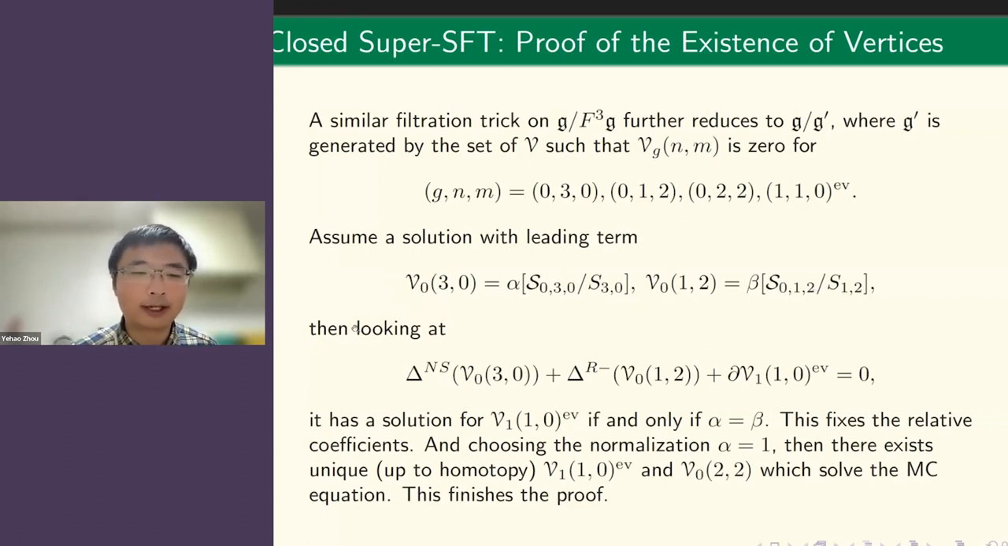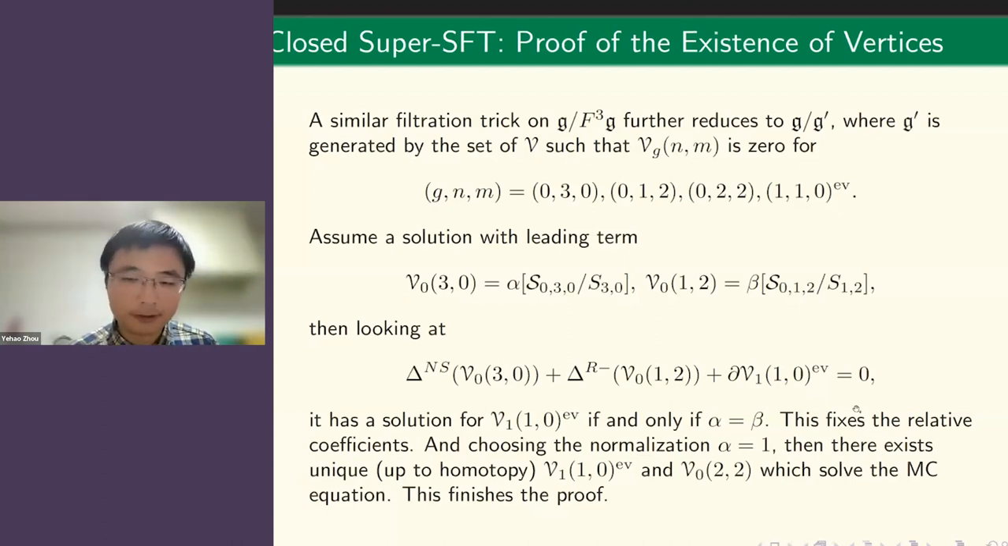And then we are looking at the BV quantum master equation on the genus 1 with 1 Neveu-Schwarz puncture and 0 Ramond punctures with even spin structures. And we demand that this is the BV quantum master equation on that moduli. And it has a solution for this V_{1,1,0} even, if and only if the delta NS plus the delta R minus part represent 0 in the homology, which is equivalent to saying that this is a boundary of some higher dimensional homology class. And it is easy to do this computation, basically saying that alpha must be equal to beta, their sum is trivial in the homology.